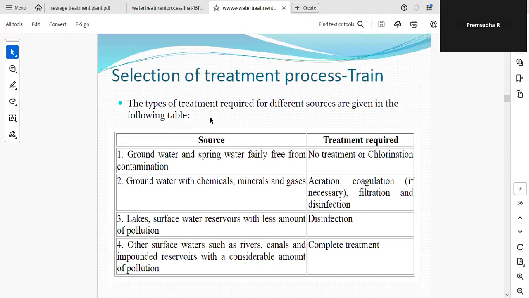Selection of treatment process. Here you can see groundwater and spring water. We will get water from different sources. For different sources, what are all the treatment required?